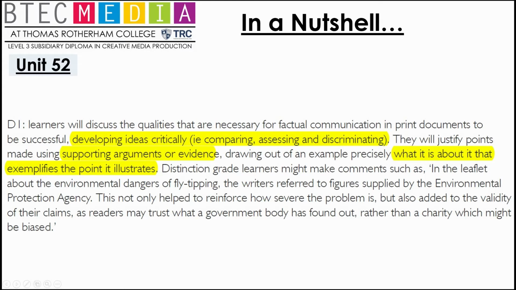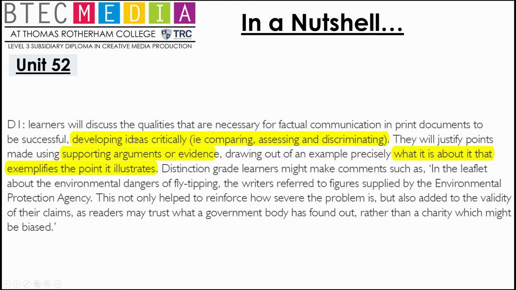Again, I've taken this from the unit spec as well, which is all on Moodle for you to look at, or you can find it on the BTEC website. I've highlighted the bits here that are going to be most important for you to be aiming for a distinction grade. It says here, to achieve distinction, you need to be discussing the qualities necessary for factual communication, but also developing ideas critically, i.e. comparing, assessing and discriminating, with supporting arguments or evidence, explaining precisely what it is about that exemplifies the point it illustrates. What that basically means is it's referring to the examples that you give.